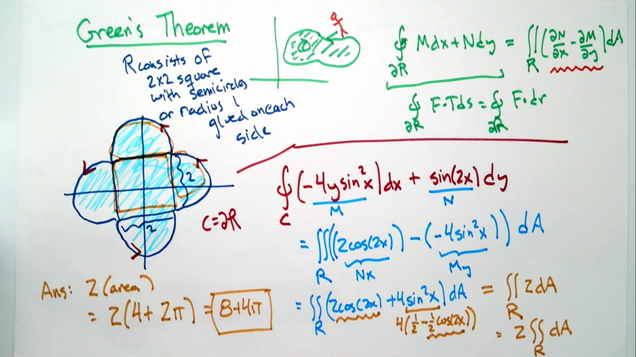And this is the kind of question that you might see. Now, sometimes it won't be as easy as integrating just a constant, but it won't be far off. It'll be something that's relatively easy to integrate. All right, so that's an example of Green's theorem.